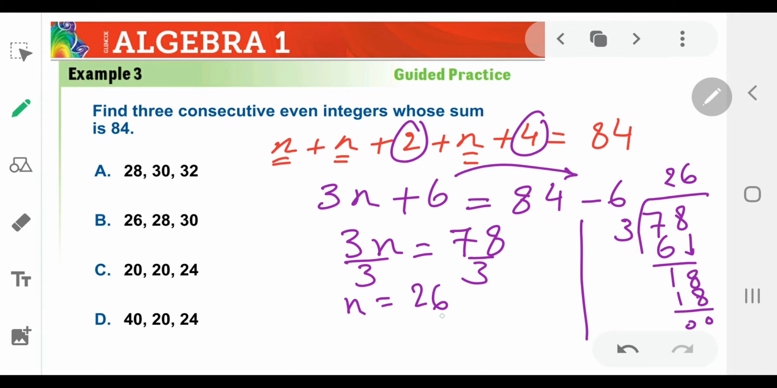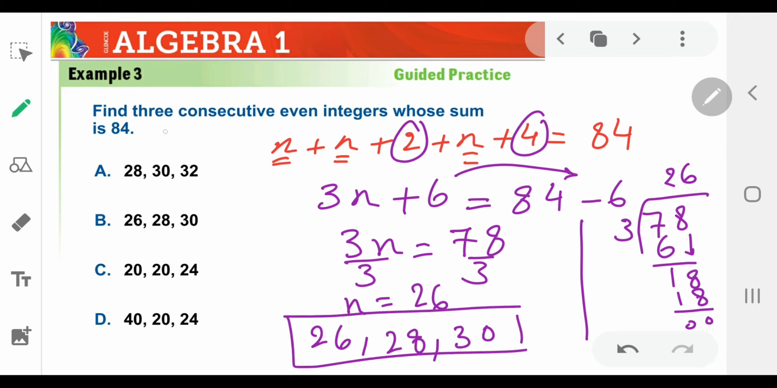Again, don't stop here. This is only the first one of the consecutive even integers, or the least even integer. So it's 26, 28, and 30. Those are the three numbers, because he was asking you to find the three consecutive integers. So the answer is B.